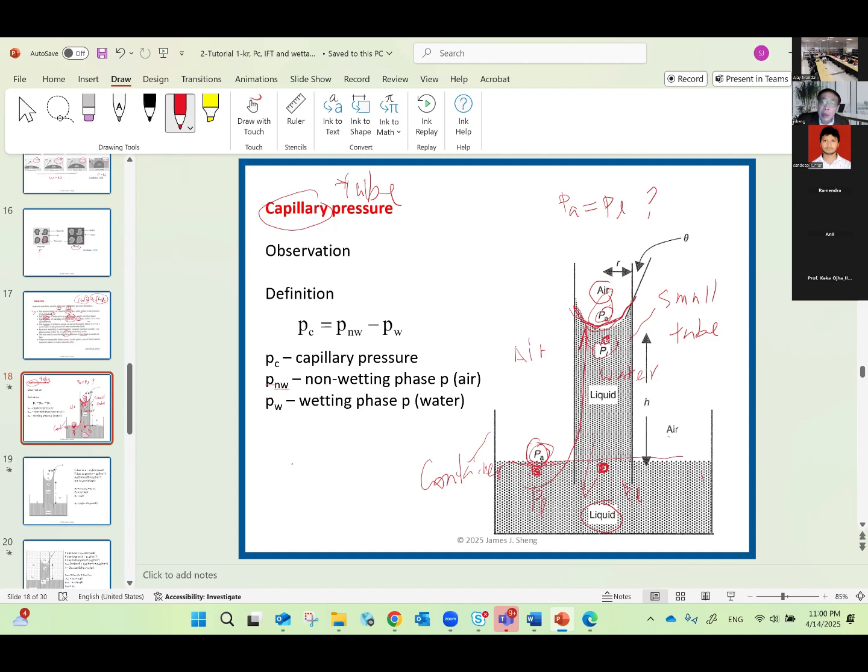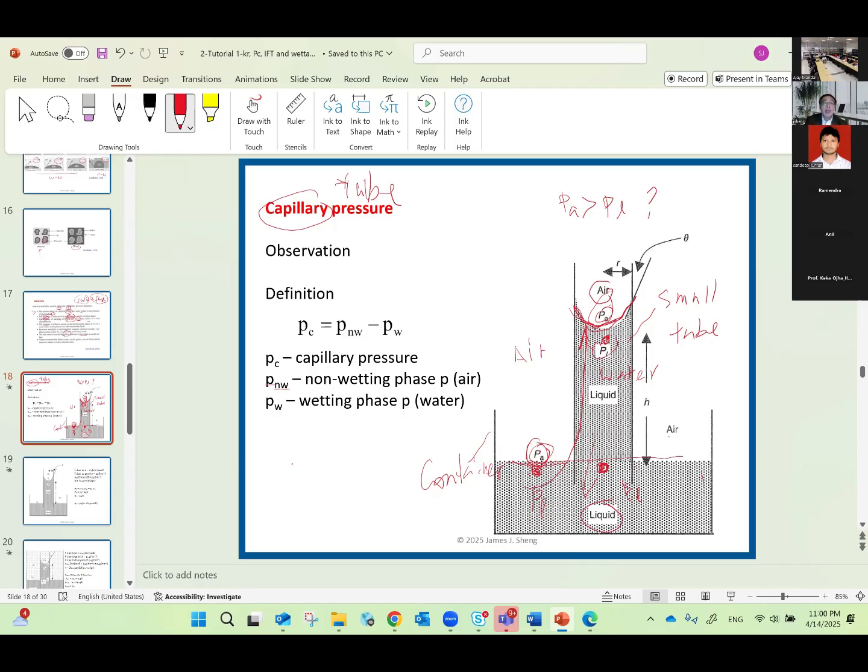So then this liquid pressure at the top should be lower than the air pressure. You see that now? So at the top, the pressure at the two sides of this interface is different. And the pressure in the liquid phase is lower than the pressure in the air phase.